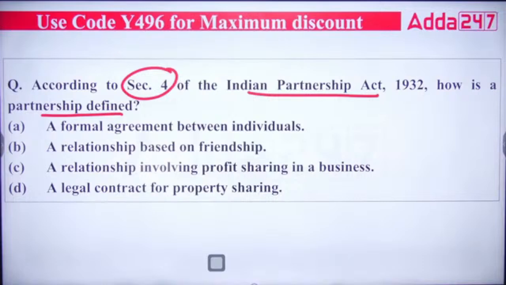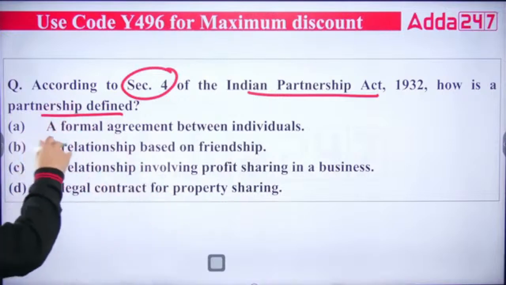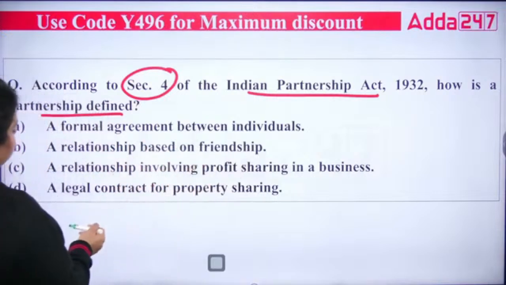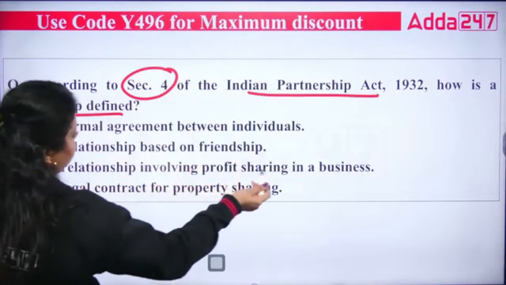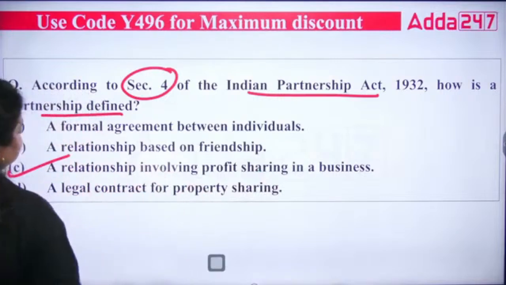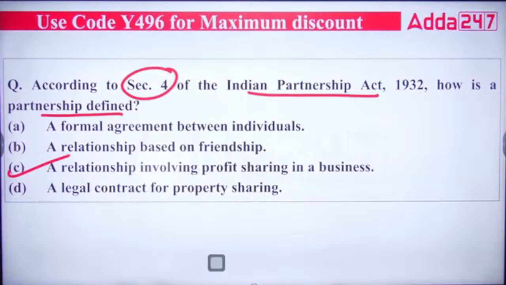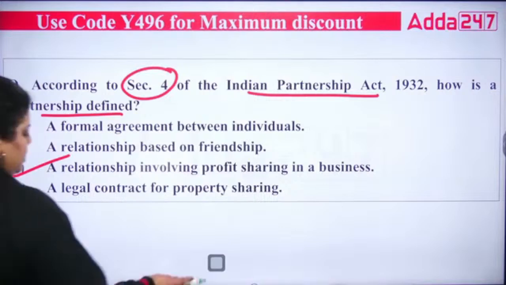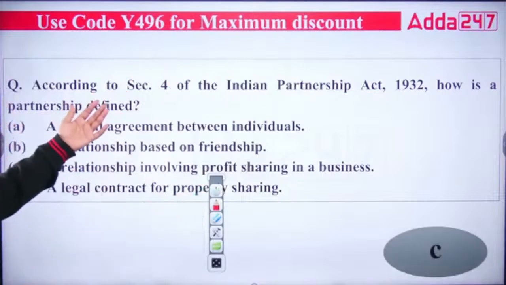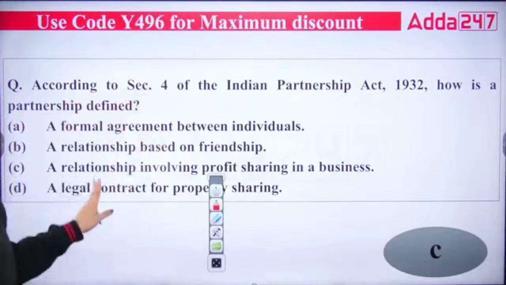So this simply defines the key elements of partnership: it includes profit sharing and joint business activities by all members. Is it a formal agreement between individuals? Is it a relationship based on friendship? Is it a relationship involving profit sharing in the business? Is it a legal contract for property sharing? The right answer will be C. It's a relationship that involves profit sharing in a business. That is defined under section 4 of the Indian Partnership Act.